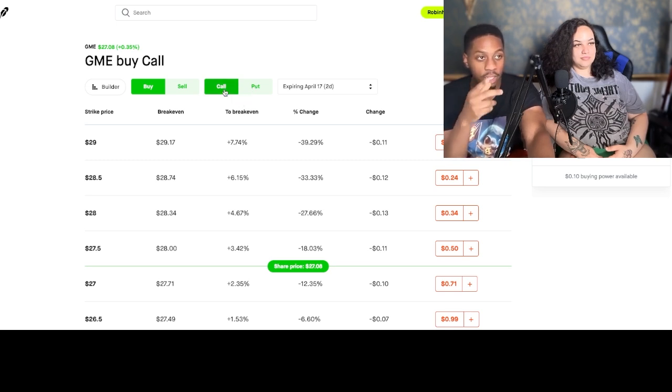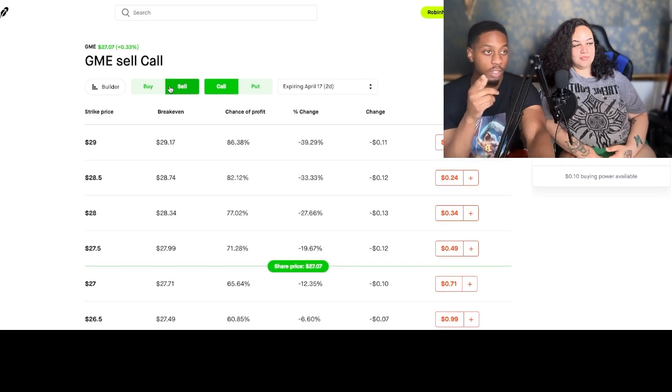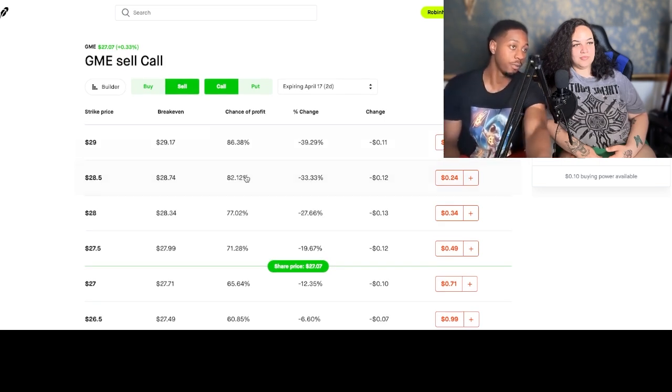So we see a call right here on the left, and you can buy a call. If you're on Robinhood, make sure you put the section on buy. Unless you already own the contract, you can go to sell if you already own the contract, but most likely you want to buy it, and this is how you buy a call.